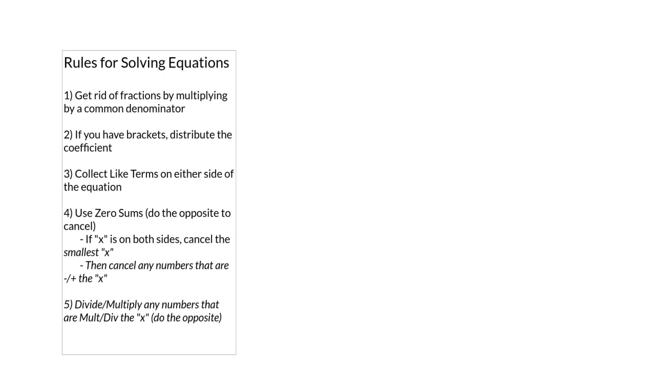For example 3, I'm going to add in some brackets and some fractions. Going through my rules for solving, I first need to get rid of the denominators. In this case, I have 2 denominators. I've got a 5 and a 3, which means my lowest common multiple is 15. So to get rid of my denominators, I'm going to multiply each term by 15.